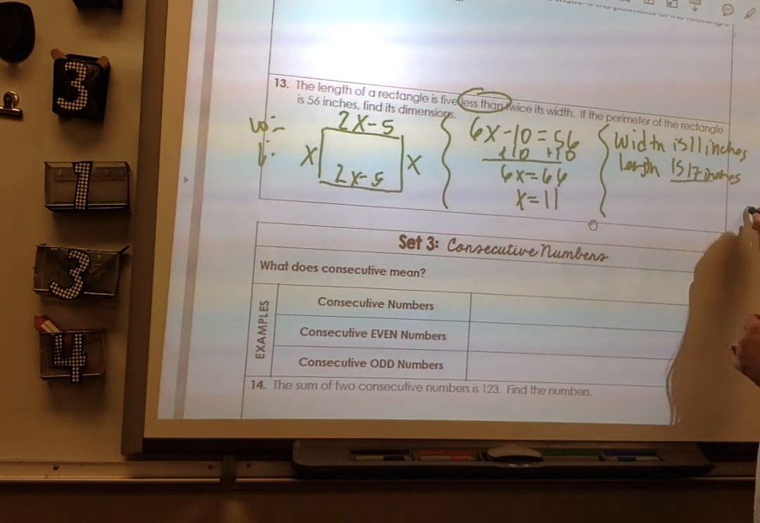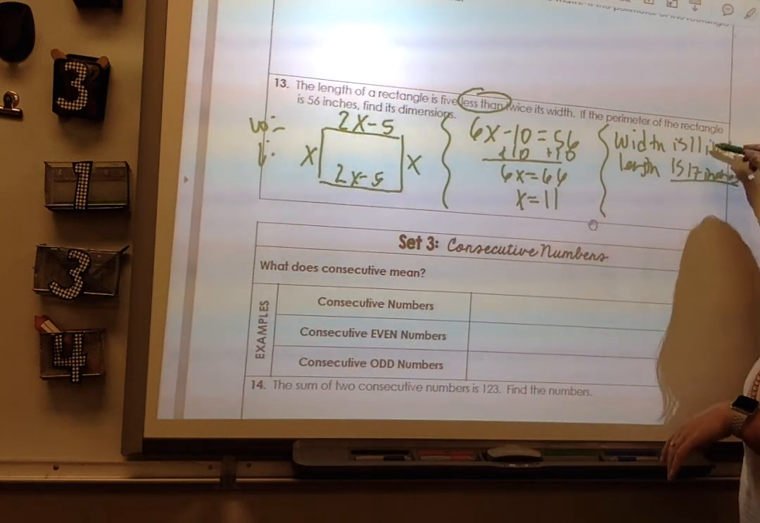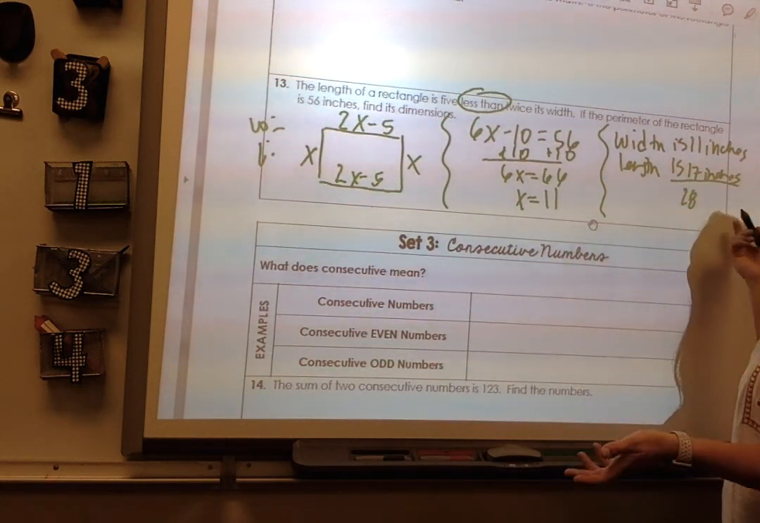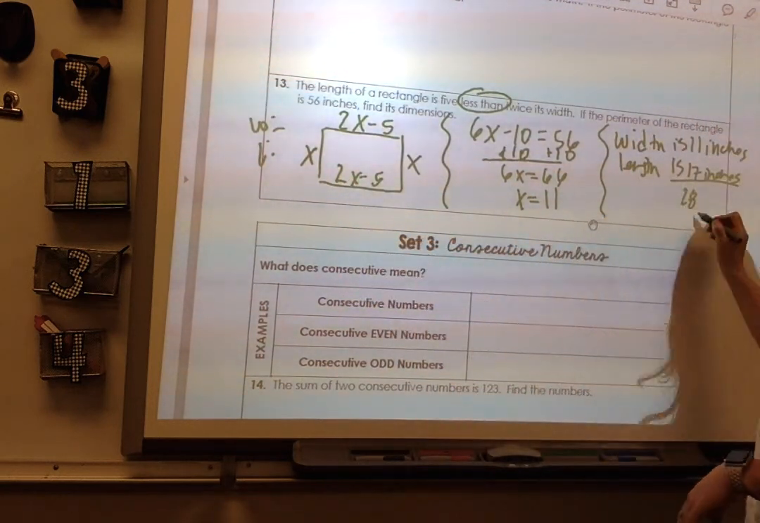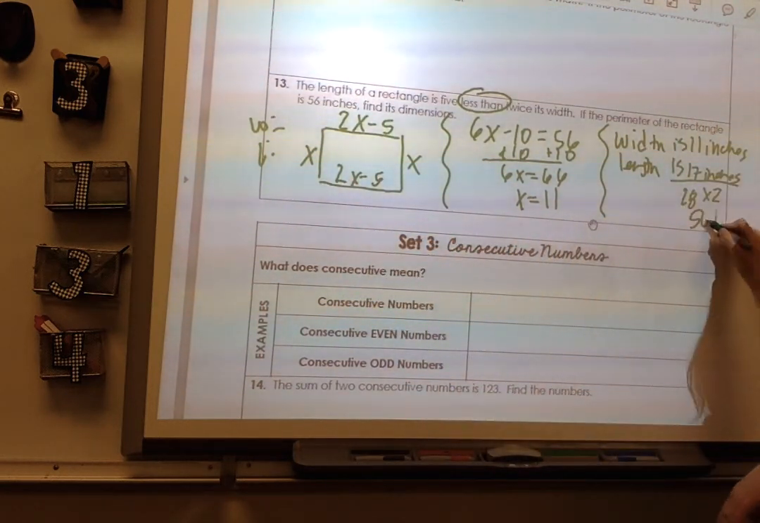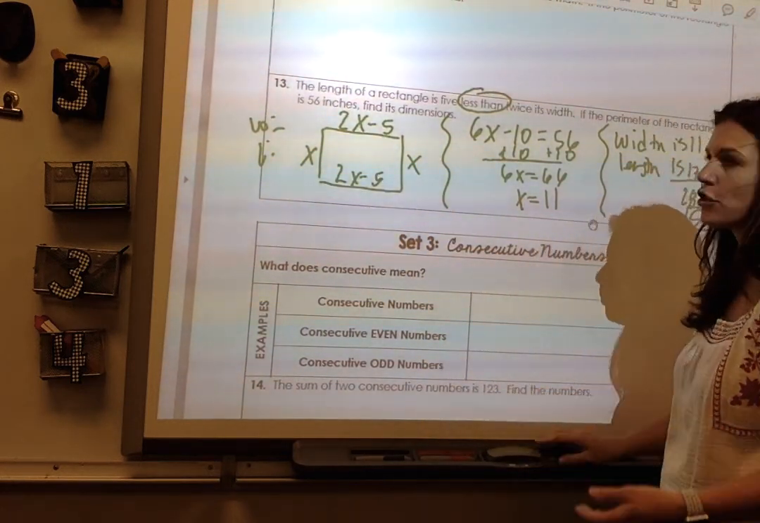And students, when they check their answer, a lot of times they get a little bit lazy. And they add these and they say, oh, 28, that's not right. That's not my perimeter. Remember, perimeter is 2 of the dimensions. So if I multiply it by 2, 56 is the perimeter, and that adds up. So it checks out. So again, these are also easy to check.